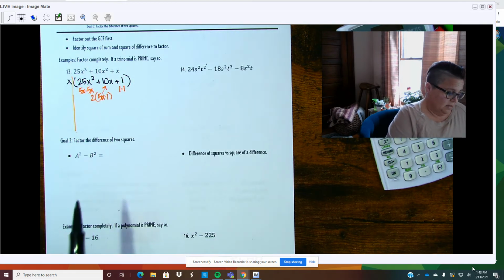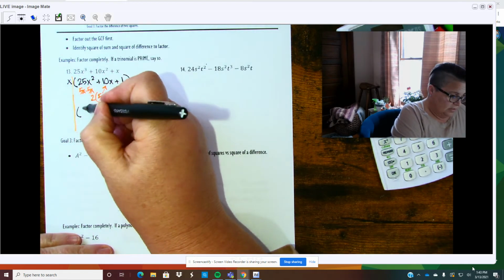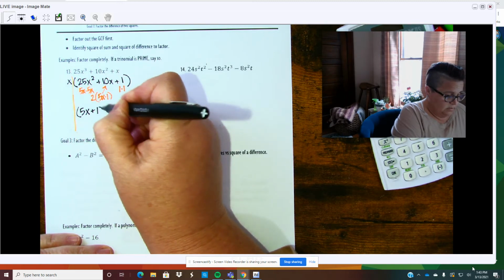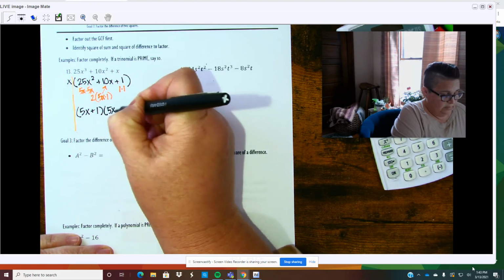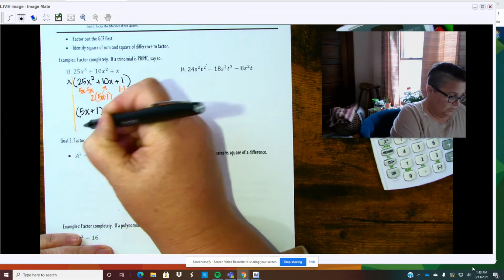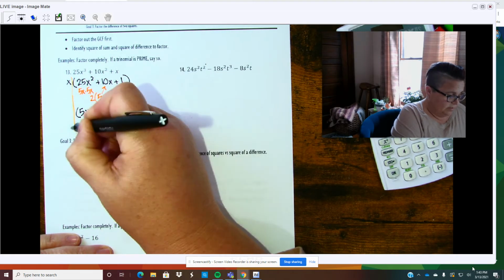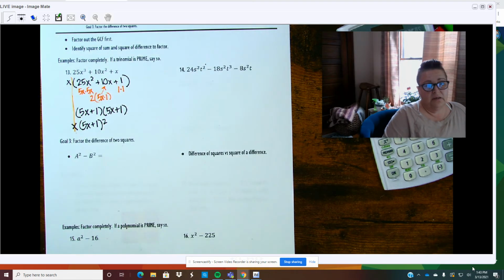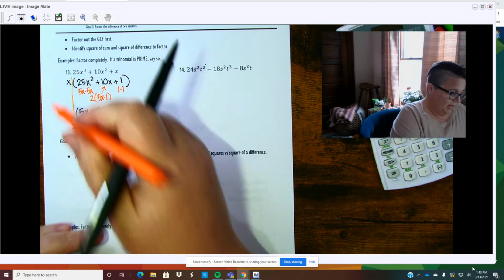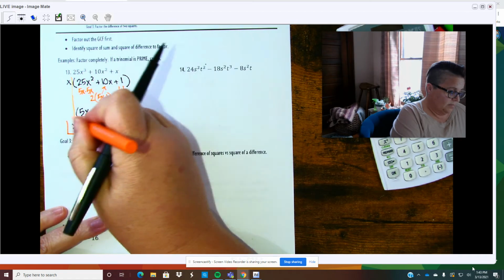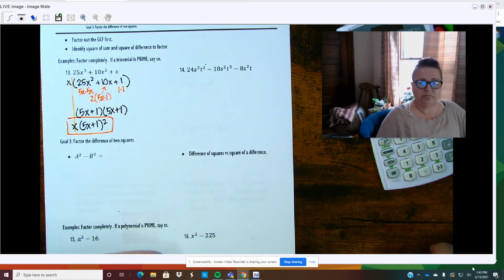That tells me that this will factor into 5x plus 1 times another 5x plus 1, which I can simplify as 5x plus 1 squared. I'm going to bring that x down. So completely factored, I have x times 5x plus 1 squared. Okay, what about number 14?